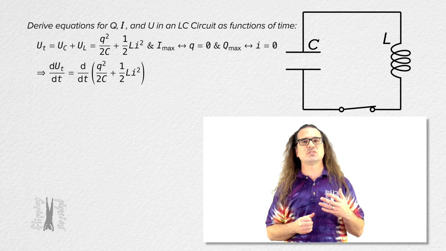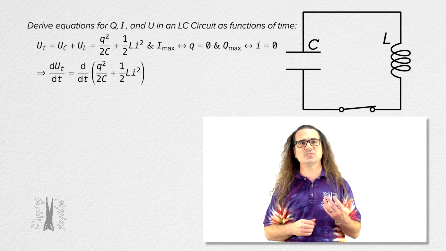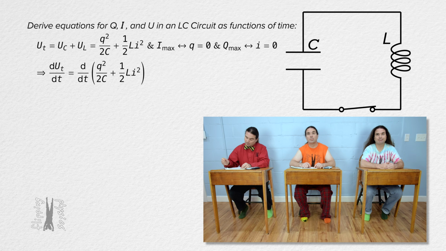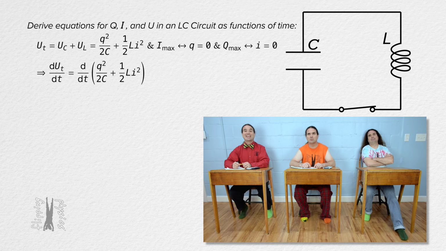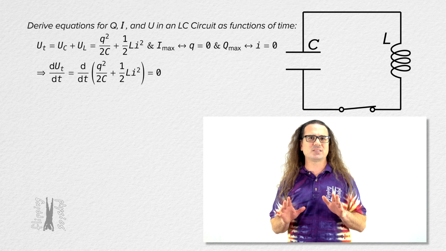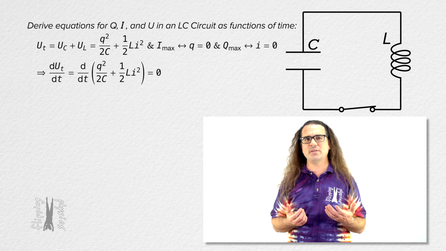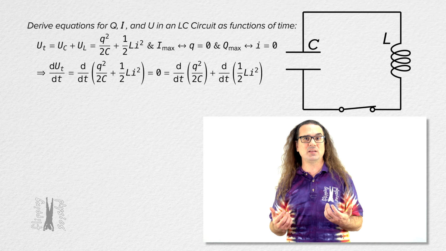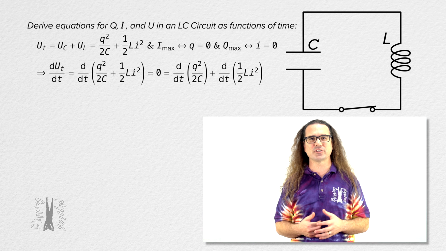Bobby, what is the derivative of the total energy of the LC circuit with respect to time equal to? The derivative of total energy with respect to time equals, well, this circuit is an ideal circuit with zero resistance, so zero energy is being dissipated from the circuit. That means the total energy in the circuit does not change over time, so the time rate of change of energy in the circuit equals 0. Correct. And just to make the next step clear, realize we can take the derivative of each energy expression independently because they are added together in our equation.